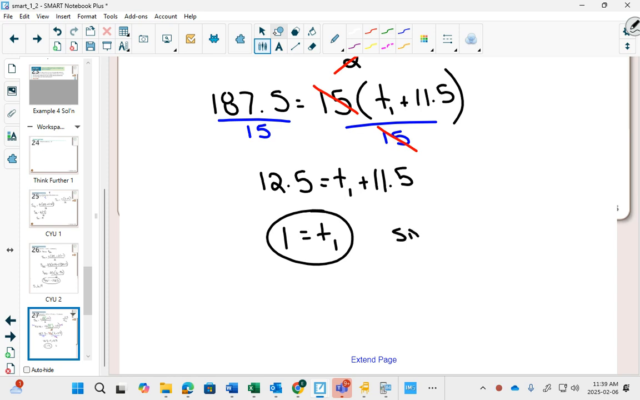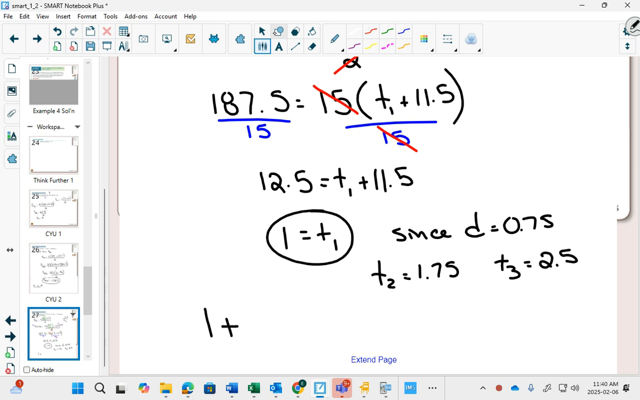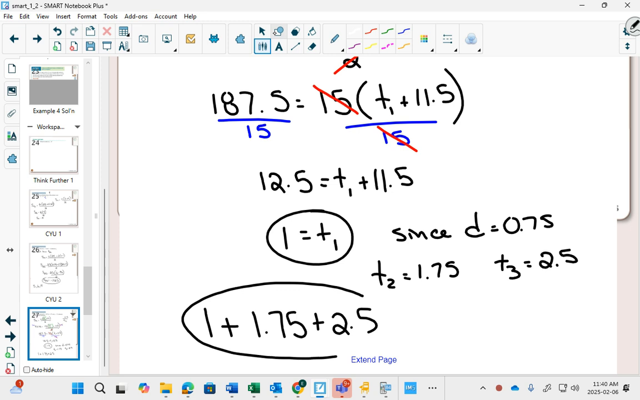Since your common difference is 0.75, we can write the first 3 terms. Term 1 is 1. Term 2 would be 1.75. Term 3 would be 2.5. But the question asked for the first 3 terms in the series, so since a series means adding, we would write our answer like this.